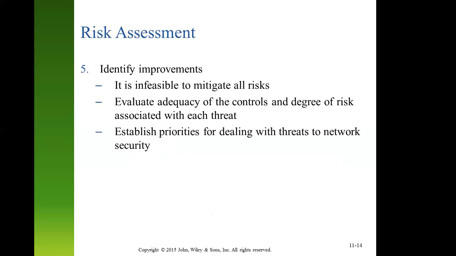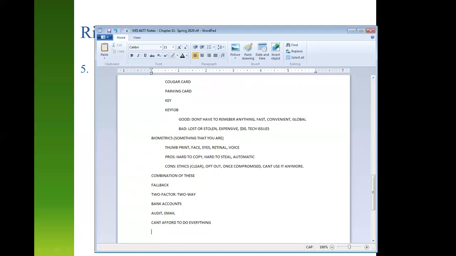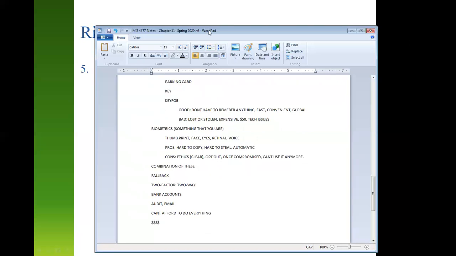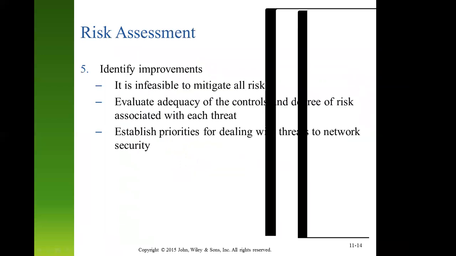It is infeasible to mitigate all risks, mostly because of cost. We cannot afford it. We can't afford to do everything. It costs too much. It'd be great to put biometrics on everything and put redundant hard drives and redundant power supplies on everything, but we just can't do it. So we don't protect every single asset. We only protect the most important assets. Sorry, I don't know why that's there.